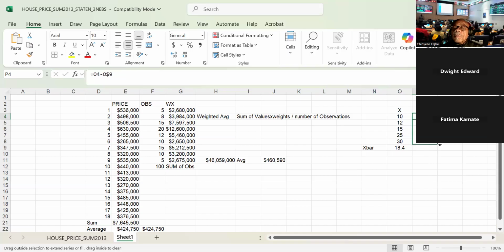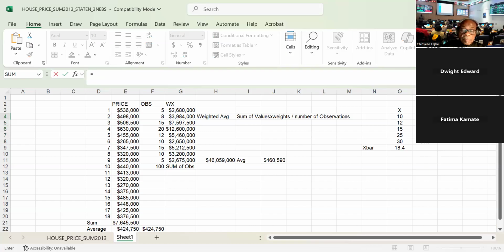And you get that. You see it? We subtract 10 from 18.4, we subtract 12 from 18.4, we subtract 15 from 18.4, and so forth and so on. And then we square each one. Equals 4 to the power 2. Okay, we square each one.